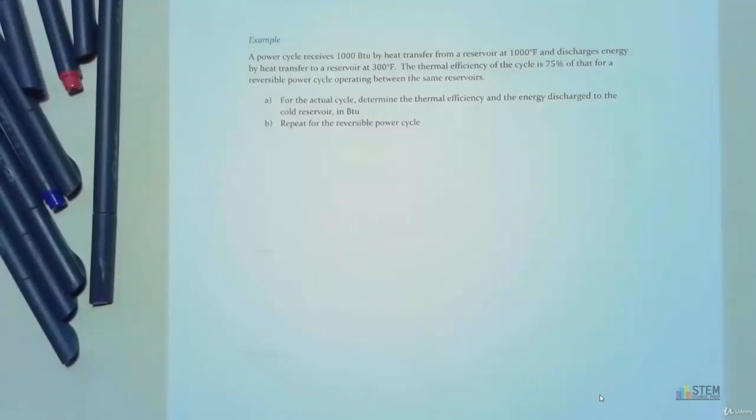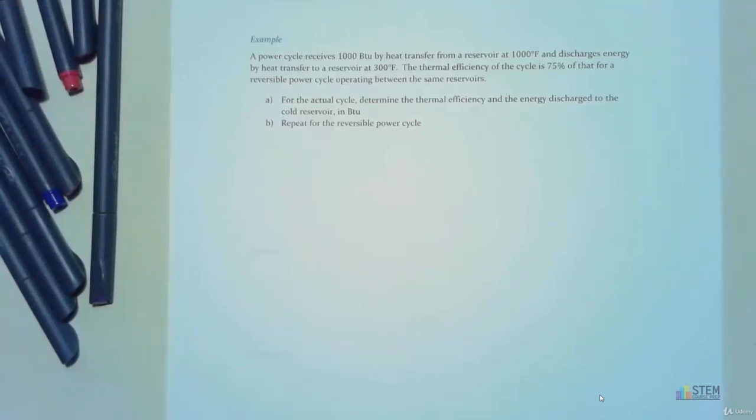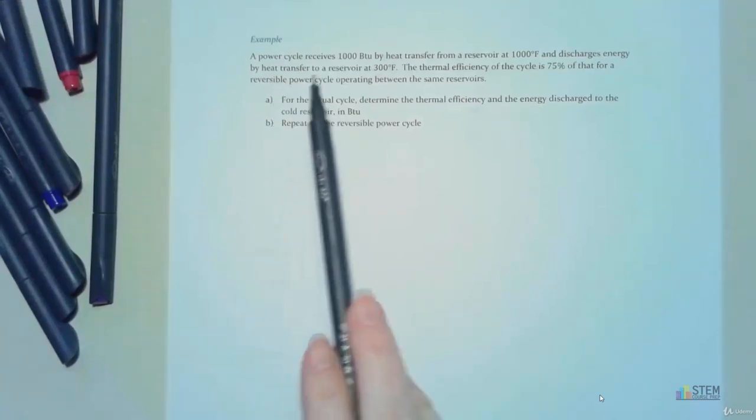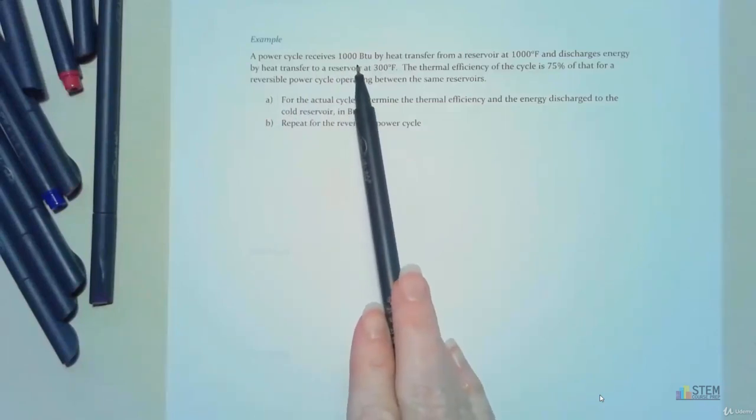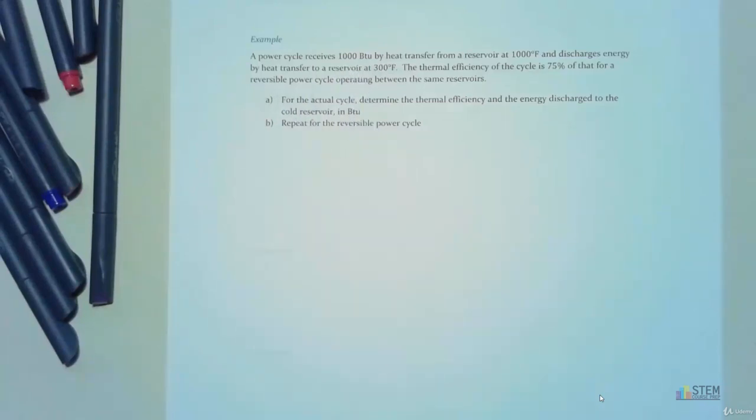One more example about checking the thermal efficiency and everything for a power cycle. In this problem, we've got a power cycle. It receives 1000 BTU by heat transfer from a reservoir at 1000 degrees Fahrenheit, and it's going to discharge energy by heat transfer to a reservoir at 300 degrees Fahrenheit. The thermal efficiency of our cycle is 75% of that for a reversible power cycle operating between those same reservoirs.